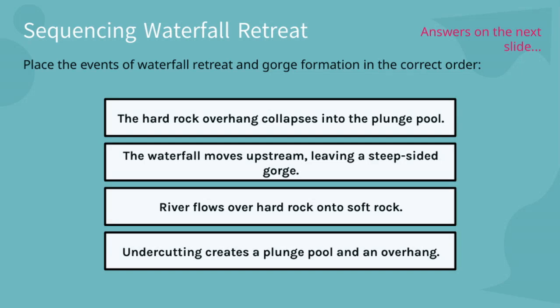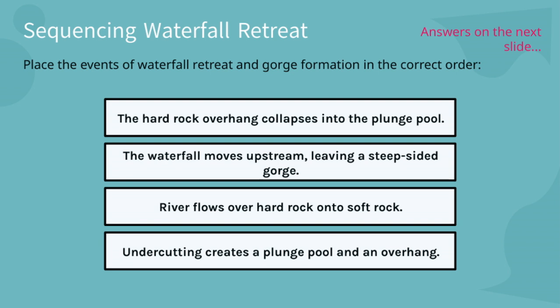Now let's put the sequence of waterfall retreat and gorge formation in the correct order. Here are the events. The hard rock overhang collapses into the plunge pool. The waterfall moves upstream, leaving a steep-sided gorge. The river flows over hard rock onto soft rock. Undercutting creates a plunge pool and an overhang.